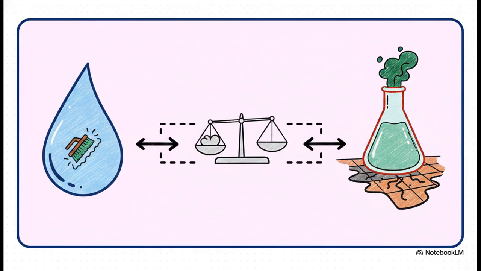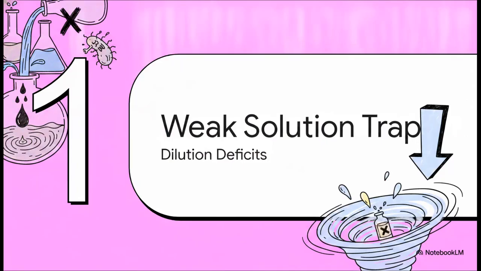To really grasp why, it helps to look at this like a giant spectrum. We're dealing with two opposite, but equally dangerous extremes of improper dilution here. On one end, you've got way too much water, and on the other end, way too much chemical. Wandering away from the exact center leads us directly into two very distinct types of danger. Let's start with Section 1, the weak solution trap, or the dangers of dilution deficits.